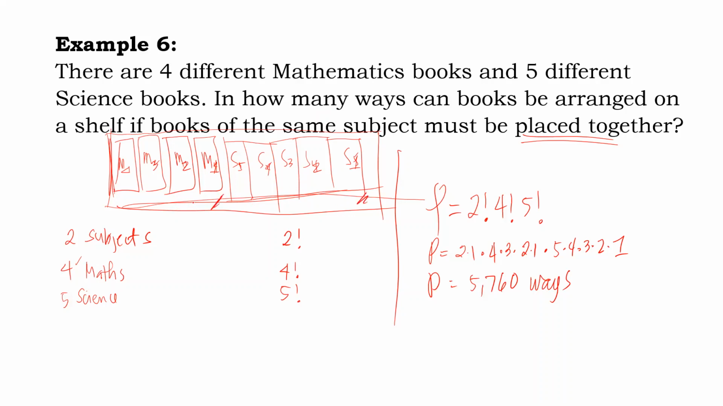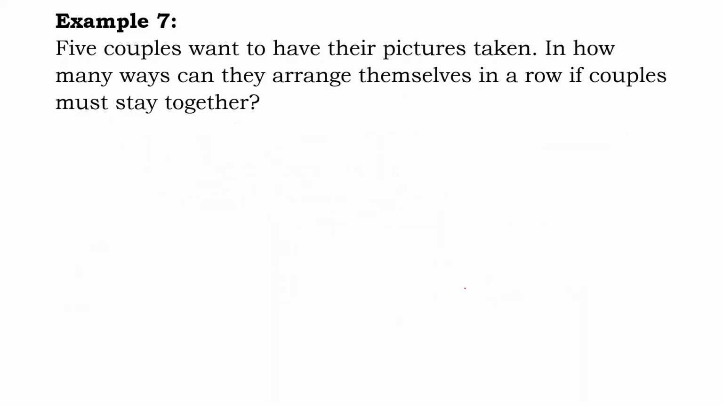Dapat magkakatabi si math, magkakatabi si science. Pwedeng pagbaliktarin ang math, basta magkakatabi lahat ng math. Pwedeng pagbaliktarin si science as long as magkakatabi lahat ng science. Pwedeng dito sa left side si science, pwedeng sa right side si science. So all in all, 5,760 ways. Okay, next.